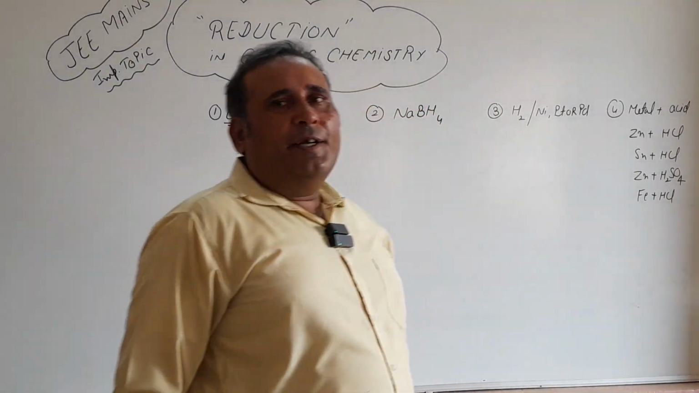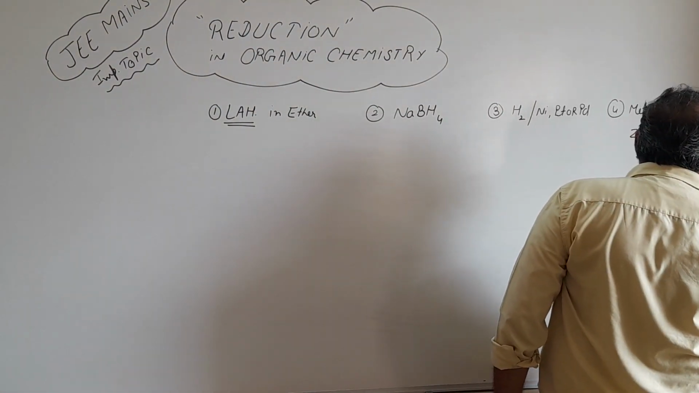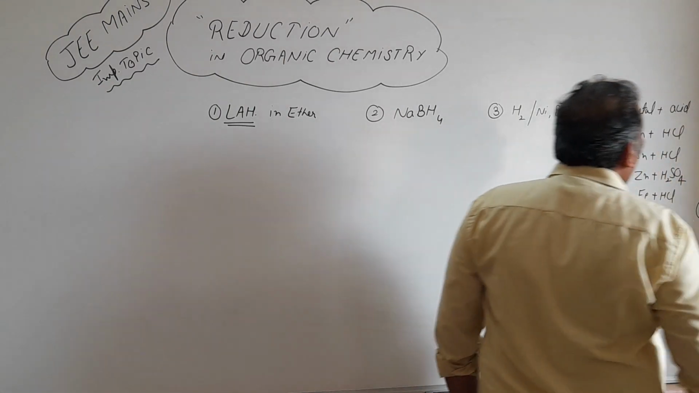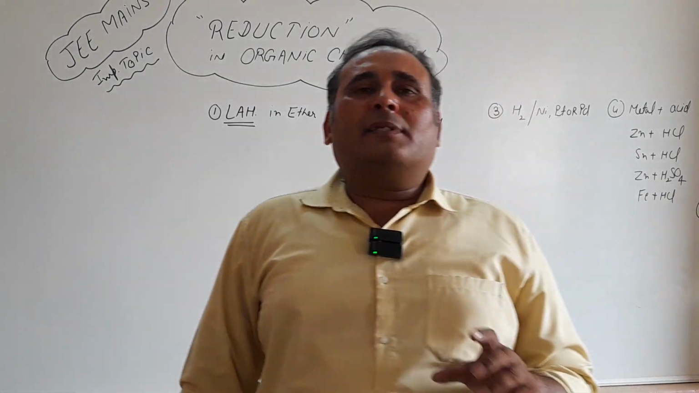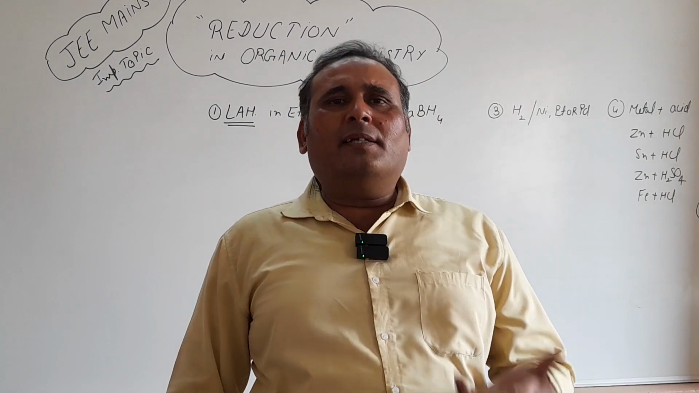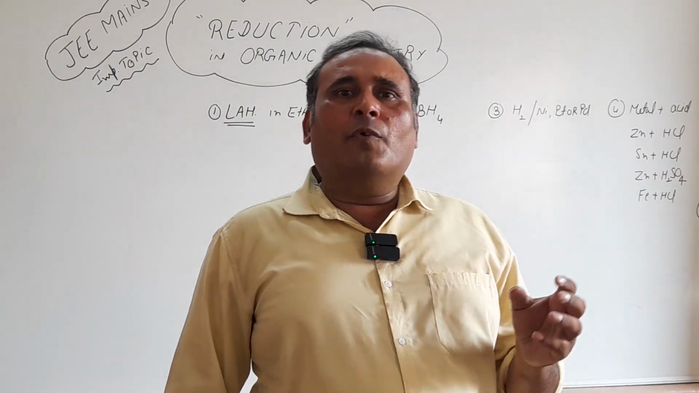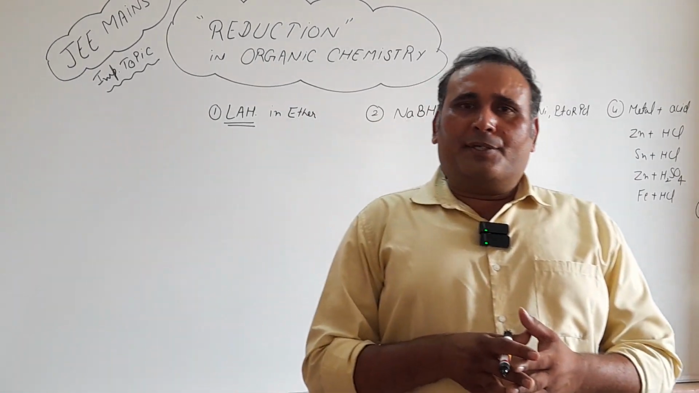Fifth reducing agent, an important reducing agent. Then the sixth one is another: red phosphorus plus HI. We are not discussing here some selective reductions that are also important, but we have previously discussed these, like the Clemmensen reduction and Wolff-Kishner reduction, in our other video lectures.